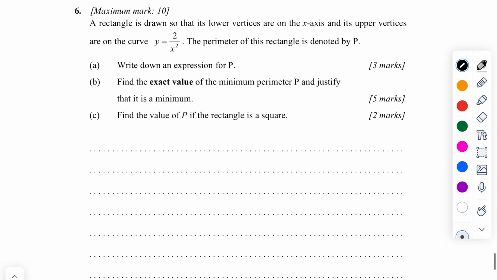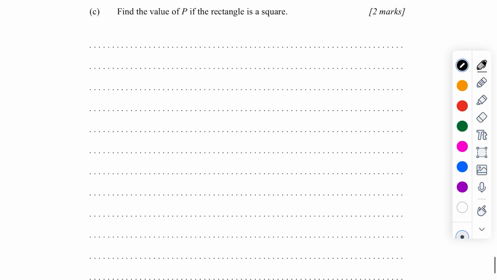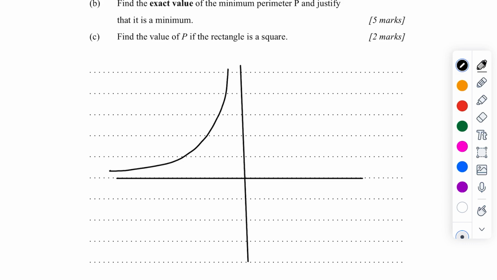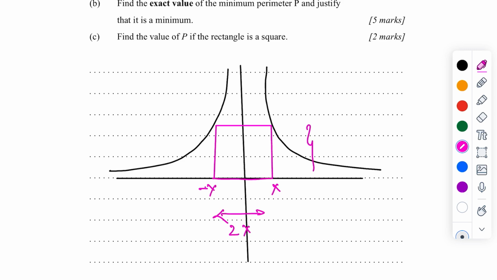Coming to question number 6. A rectangle is drawn with the lower vertices on the x-axis and upper vertices on the curve y equals 2 upon x square. So first let us draw y equals 2 upon x square. This is one curve, a curve going down. This is the shape of the rectangle. It should be like this. So this is x, and this is also negative x. So the total distance is going to be 2x, and the height y equals 2 upon x square.